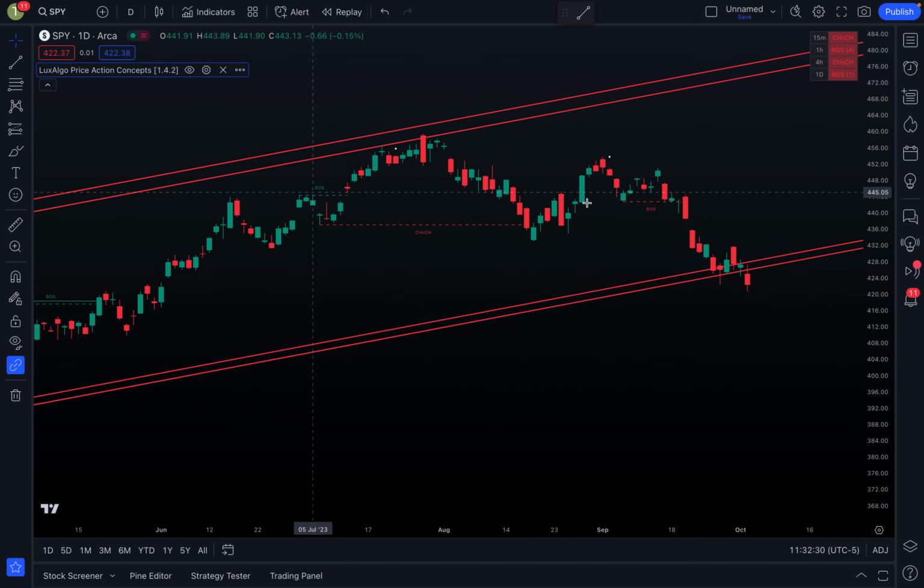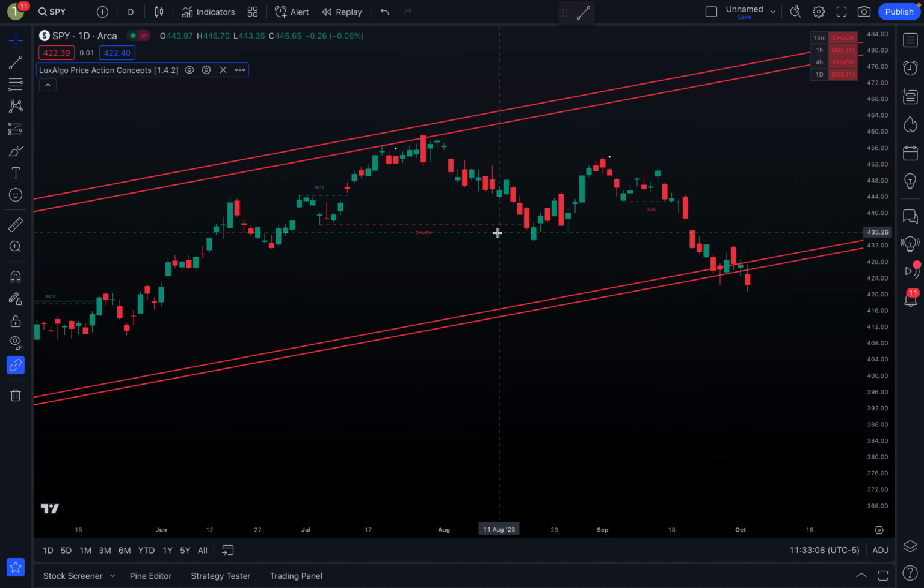Now we also have BOS here. BOS stands for break of structure. This can be thought of as the opposite of a change of character. BOS is characterized by price breaking a prior swing high during an uptrend, in other words forming a new higher high, or a prior swing low during a downtrend, so forming a new lower low. Again, think of it as the continuation.